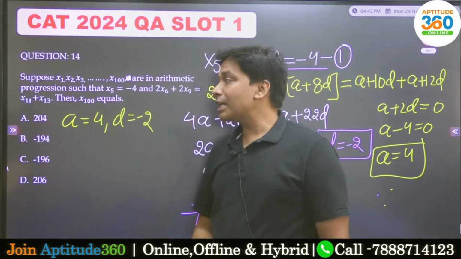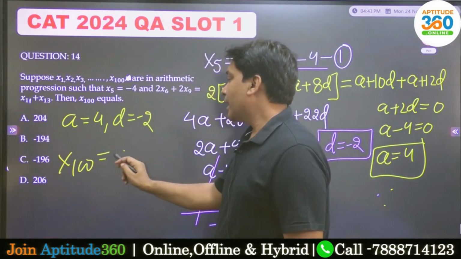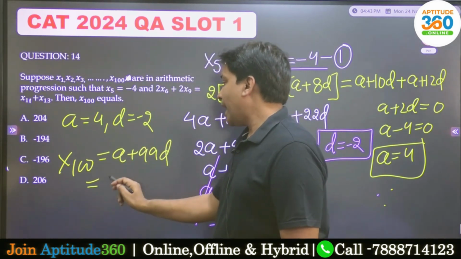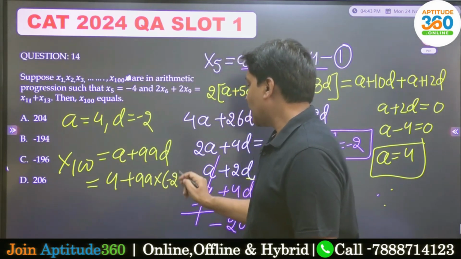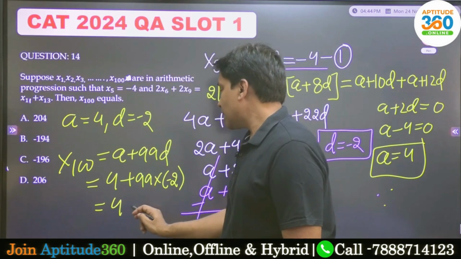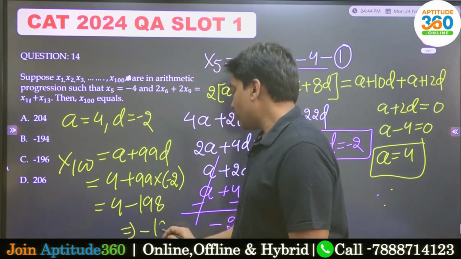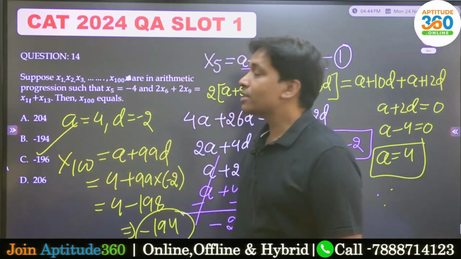will you be able to find the value of the 100th term? So the 100th term is how much, people? It is the first term plus 99 times the common difference. So a is 4, 99 times negative 2, and if you simplify this further, it becomes negative 194. This option B is the right answer, isn't it?